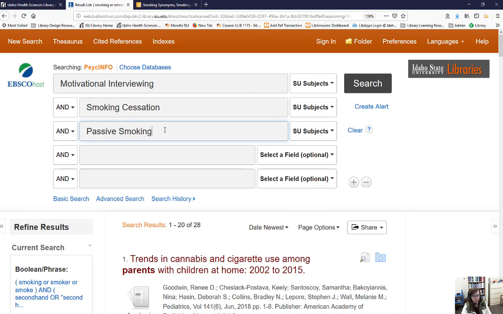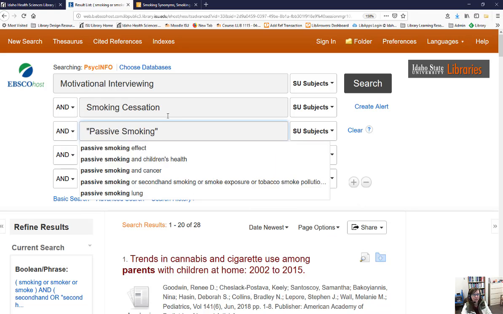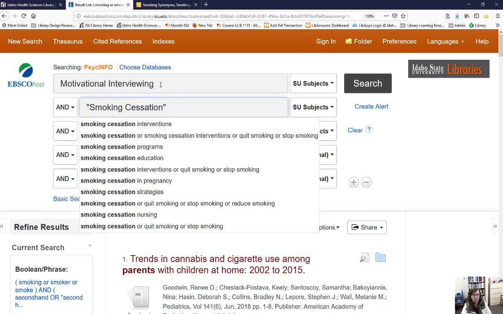The other thing I can do to make sure that the phrases are searched as a phrase without any words in between.